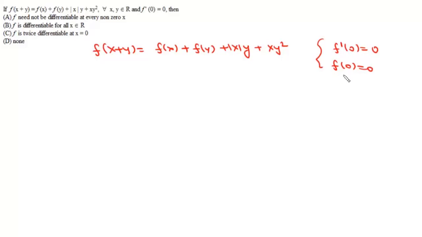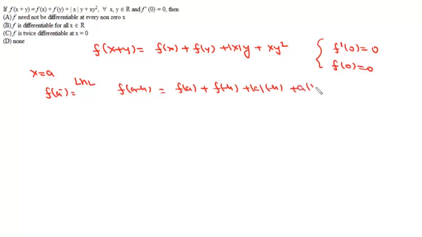Now at 0, this function is continuous as f'(0) exists. So we'll check its continuity at any general point. Now at x equal to a, its left hand limit will be f(a - h). We can write this as f(a) plus f(-h) plus |a|(-h) plus a h squared. Now this is 0 and f(-h) will be equal to f(0), and that will be equal to 0. In the same way, f(a+h) will again be equal to f(a). So this function is continuous for all x belongs to R.